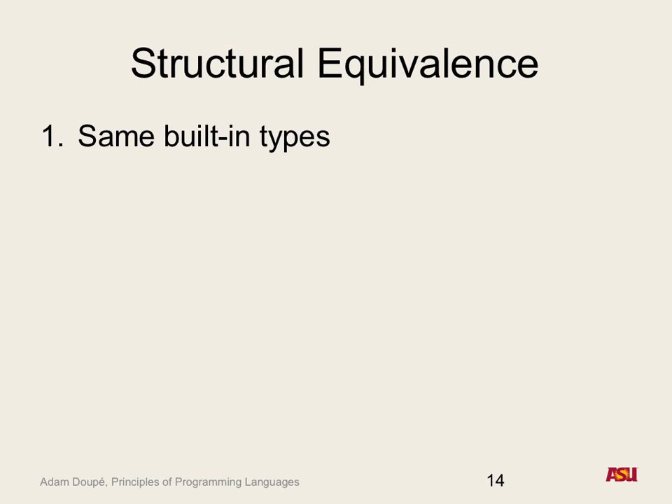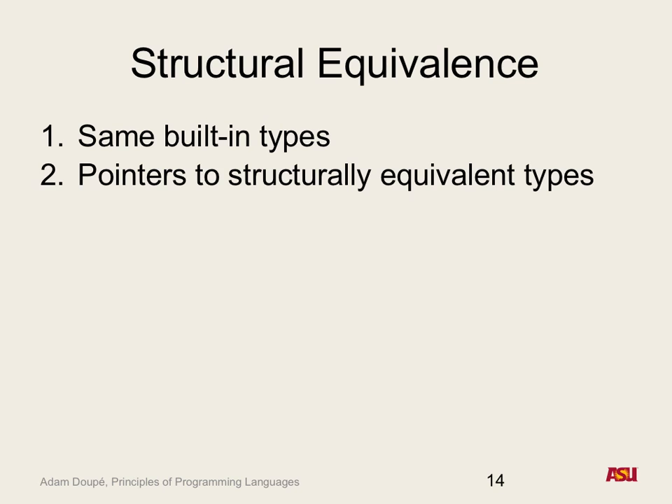So built-in types are structurally equivalent only to themselves. Makes sense, right? Remember, this is more restrictive than maybe a normal programming language. Here, we're not going to allow any conversions between ints and floats or anything like that. So we're going to say strictly, built-in types are the same as built-in types.